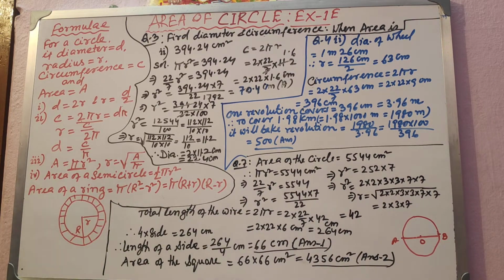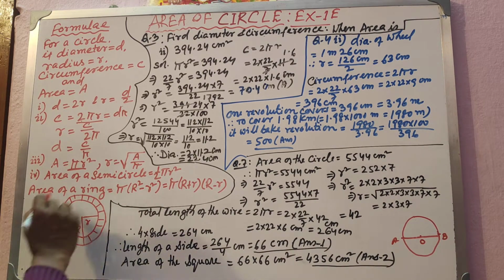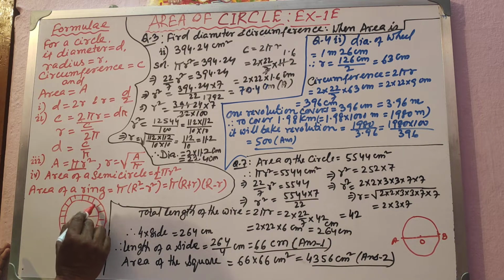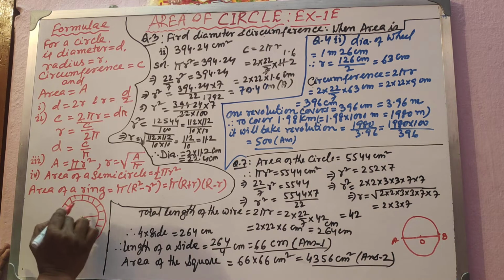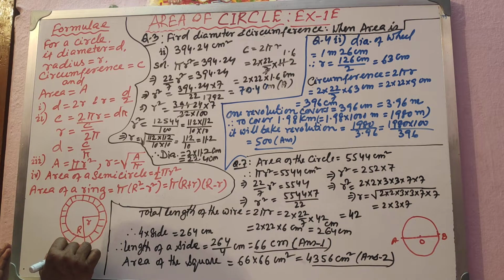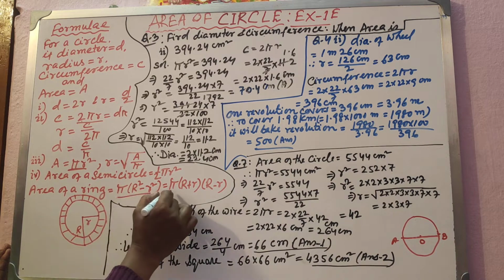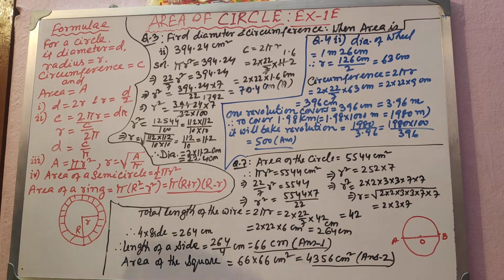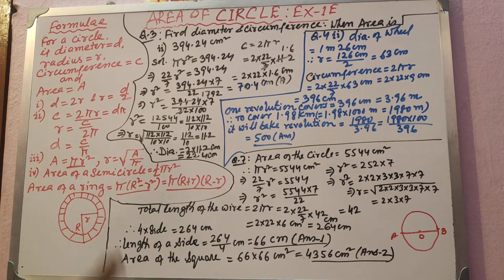Now to find the area of a ring. A ring has two circles, one inner and another outer. So what will be the area of the ring? Ring means this part only. The larger circle has radius capital R, and the smaller circle has radius small r. So the ring area will be pi capital R square minus pi small r square, which is equal to pi into capital R square minus small r square, which can be written as pi into R plus r into R minus r. These are the formulas.